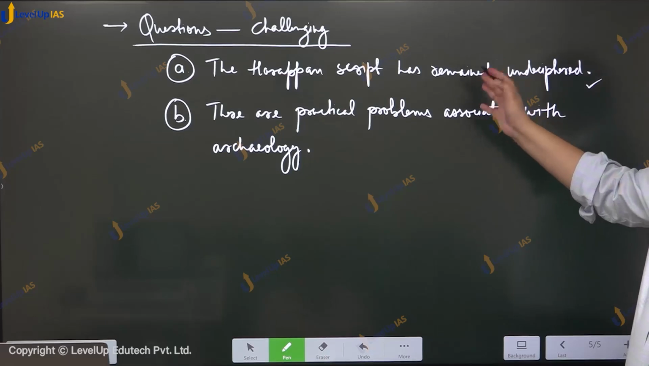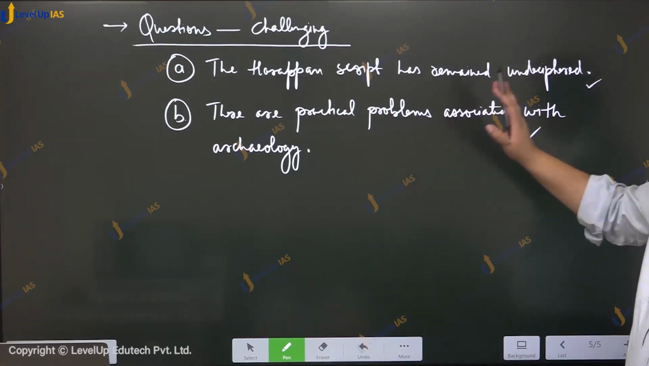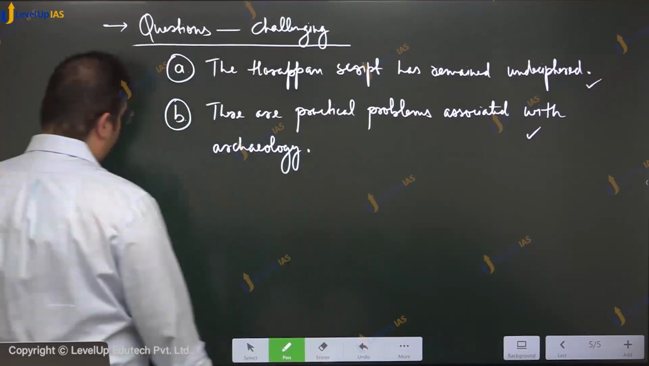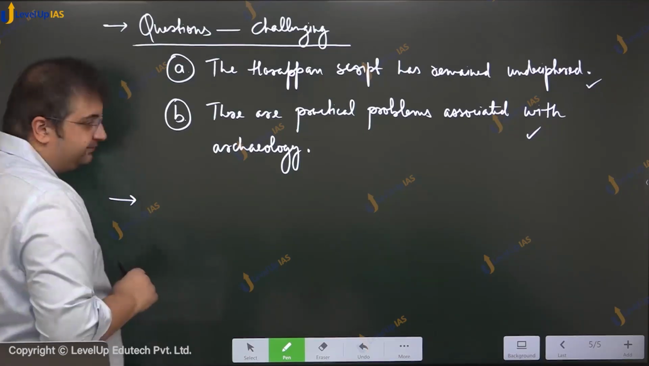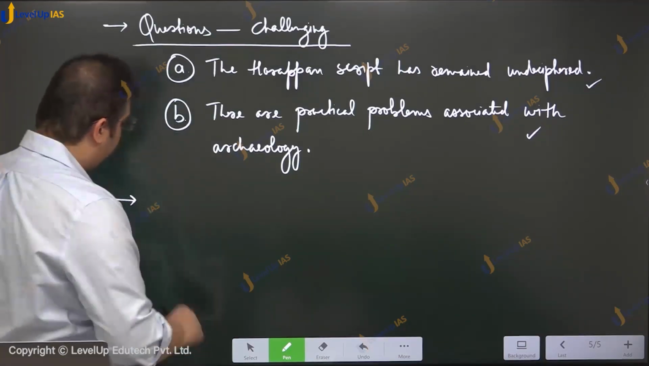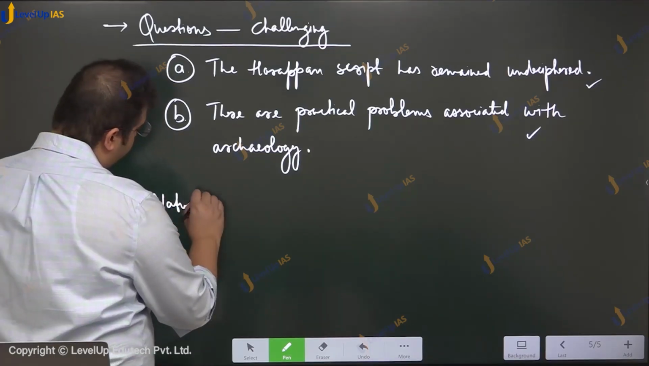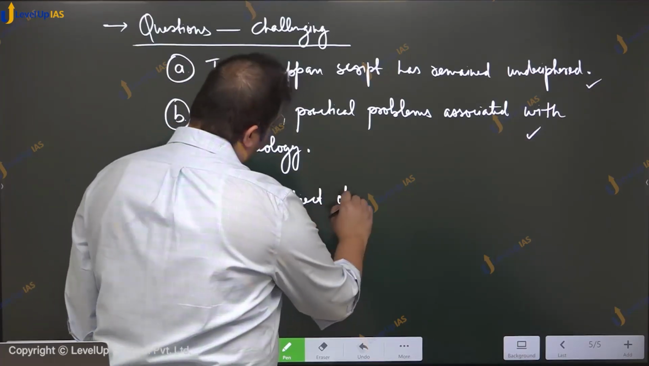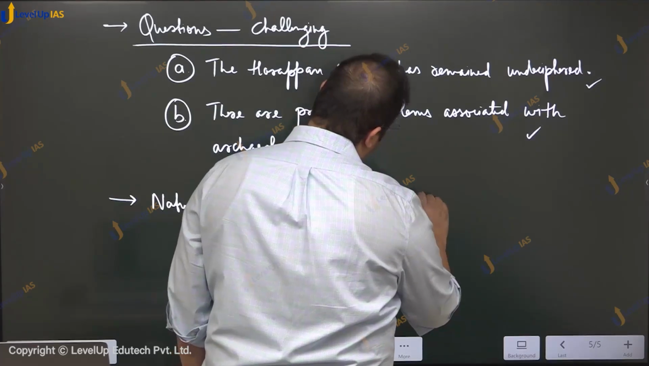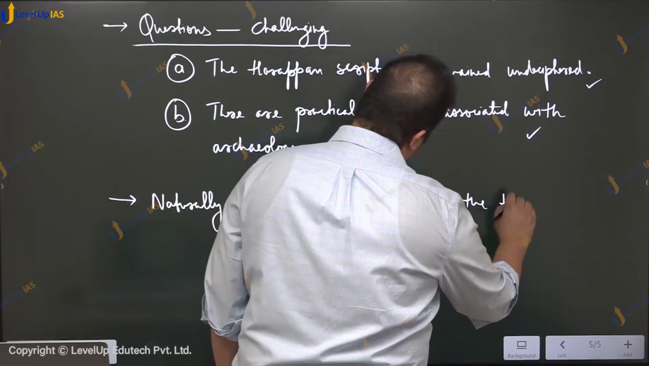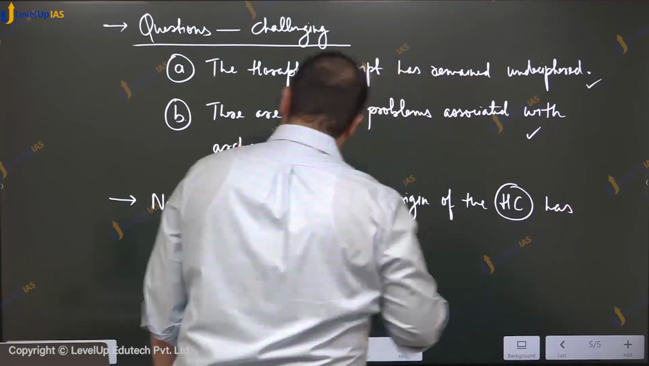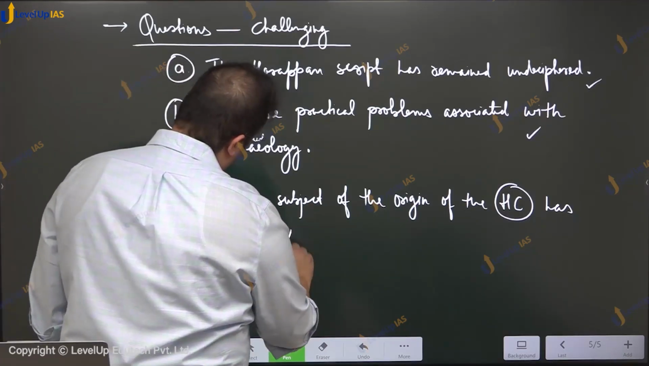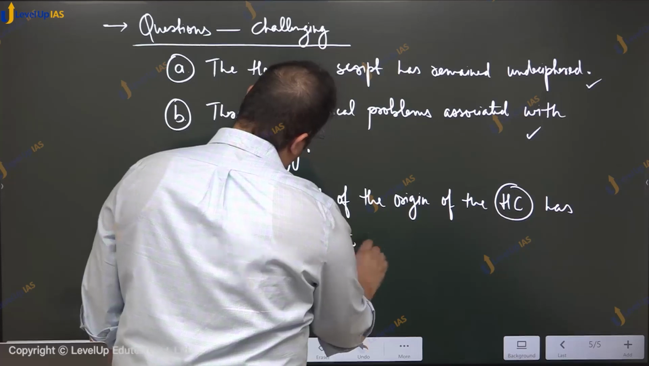So because of this, the question with regards to the origin of the Harappan civilization is not a straightforward one. Its answer is quite challenging to decipher. And ऐसे में हुआ क्या है? कोई क्लियर पिक्चर इमर्ज हो पाया है? नहीं. Naturally, the subject of the origin of the Harappan civilization has become a matter of debate.